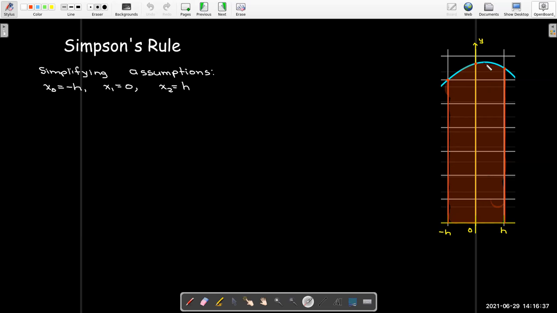So we've got our three points that we have to fit through the parabola. So in other words, I'm going to have a parabola ax squared plus bx plus c. And if (x0, y0) passes through that parabola, then this equation has to be satisfied. But now this is where our simplifying assumption helps us. If I replace x0 with negative h, remember h here is also the same as delta x, then I have ah squared minus bh plus c equals y sub 0.